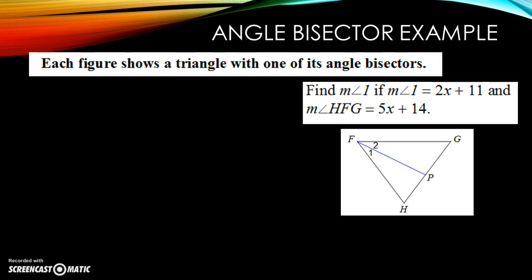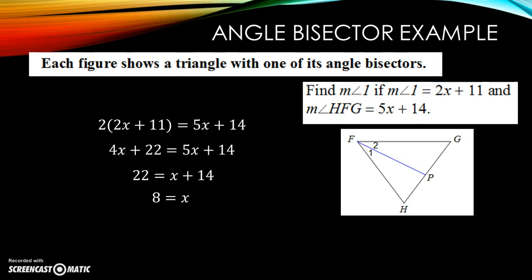Our last example here, it tells us angle 1 is 2x plus 11. It tells us the whole angle is 5x plus 14. So we double angle 1. So we get 2 times 2x plus 11 equals 5x plus 14. We multiply by 2, we get 4x plus 22. Subtract 4x from both sides, we get x. Subtract 14, and we get 8. It asked us how big is angle 1. So we do 2 times 8 plus 11 to get that angle 1 is 27.